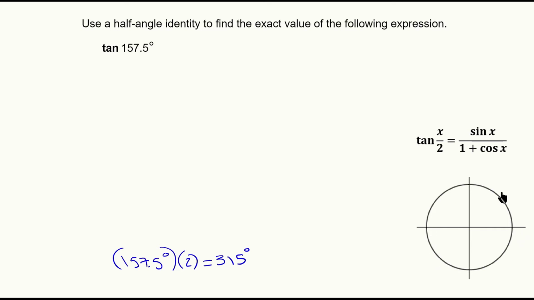If we start here, go all the way around, that's 360, so 45 shy of that, we would be right there. So we're looking at the double angle x being here, so this will be where x is. Of course, x over 2 is the angle of interest. 157.5 again is going to end up being in the second quadrant, so x over 2 itself will be somewhere in here. So we're going to keep that in mind when we calculate items.